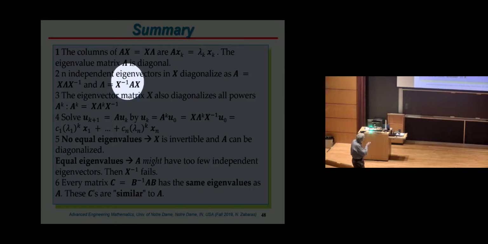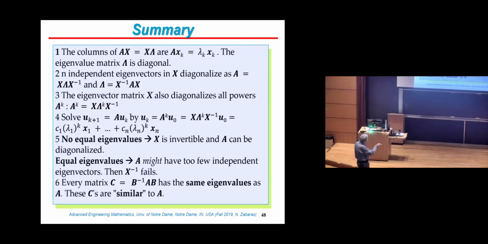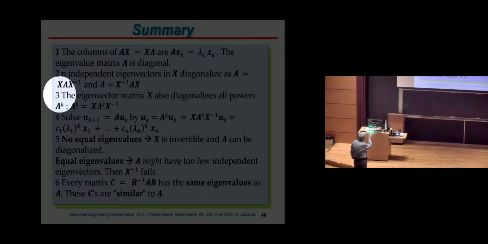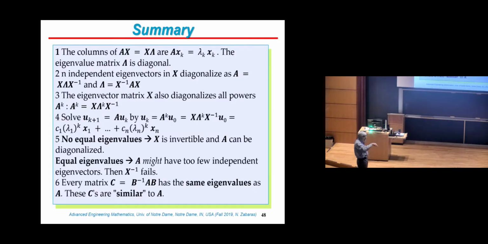If you understand this calculation, when you want to calculate A to any power k, guess what the answer is immediately? If A is X times lambda times X minus 1, you can take A times A times A times A and substitute this in, and you will come up with A to the power k being X lambda to the power k X minus 1. No calculations to be done.